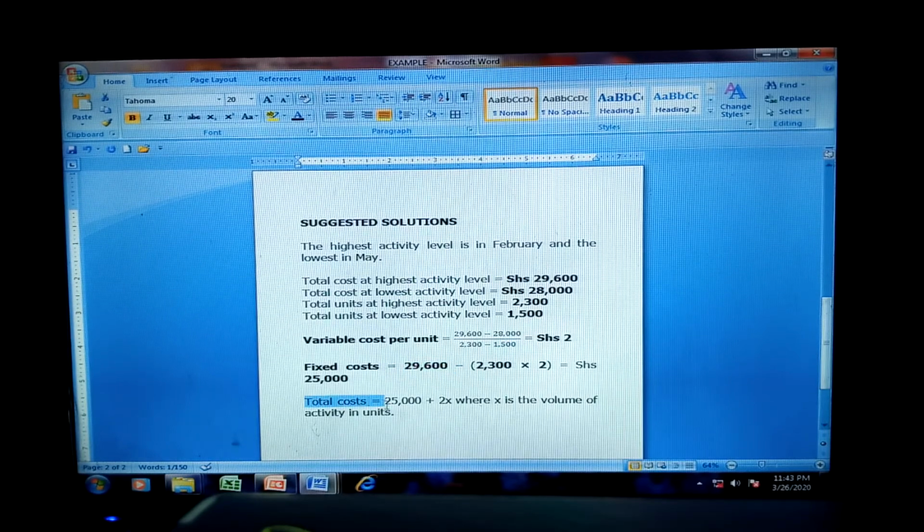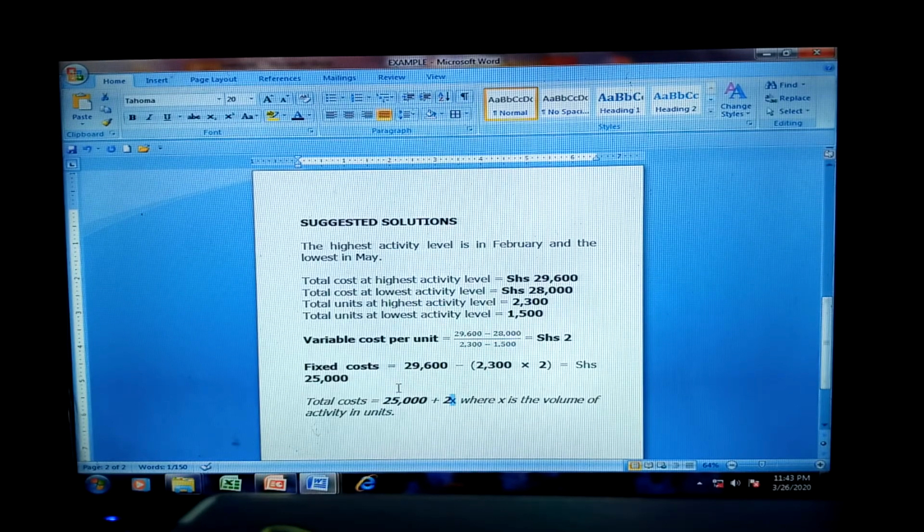So the total costs equals 25,000, that is your fixed component, plus the variable cost per unit, x, that is also a constant, and x, which is your independent variable, and that can be volume of activity in the units. So that is the high-low method.